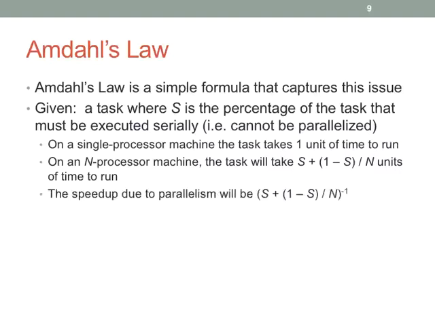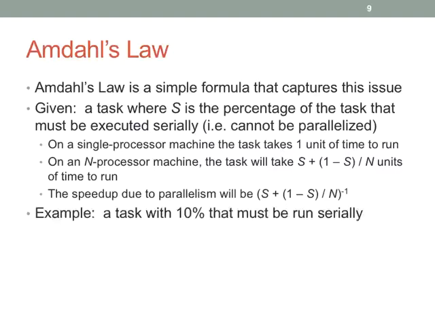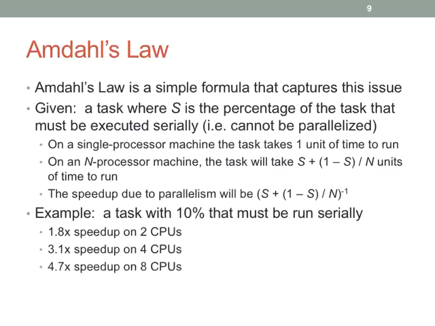Okay, so the speed up due to parallelism is just 1 over that. So S plus (1 minus S) over n, and then the speed up is 1 over that. So we already talked about a task with 10% that must be run serially. If you put it on 2 CPUs, you get a 1.8x speed up, 3.1x for 4 CPUs. You're already starting to get really sad because you're thinking, wow, all that effort to parallelize my program wasn't very good. 4.7 times speed up on 8 CPUs. And, of course, the fastest you can get is 10x.